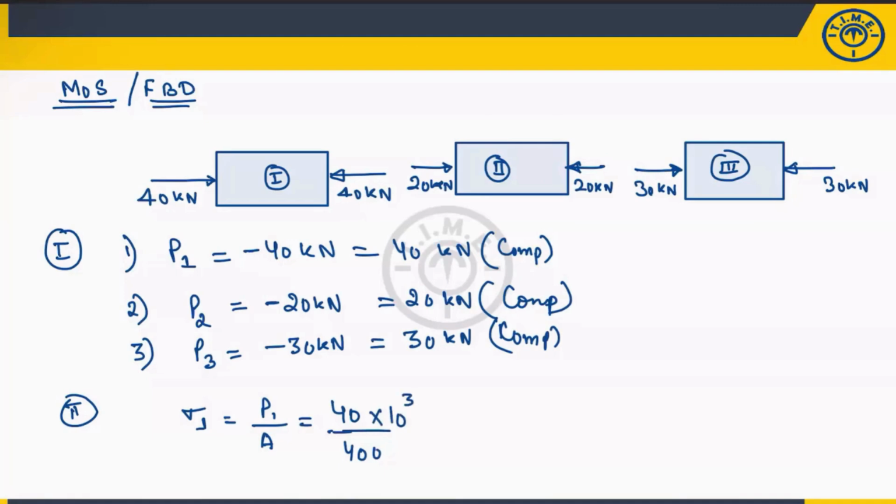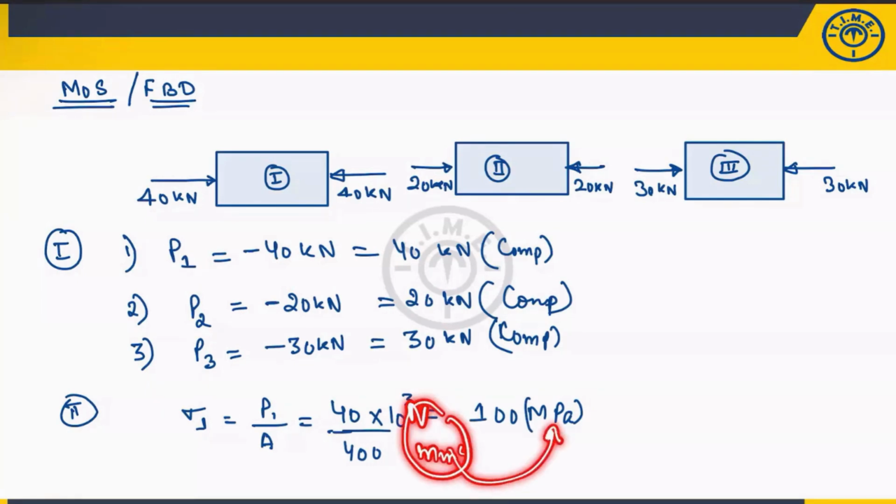So this is kilonewton. I can convert it into 10 to the power 3 Newton. So this will become 40,000 divided by 400, sorry, the zeros will cancel it. 100 megapascal. Because this is in Newton and this is in millimeter square, you know that Newton per millimeter square is megapascal. So if you solve, 40,000 divided by 400 is nothing but 100 only.